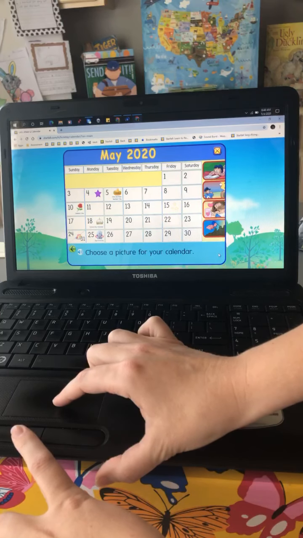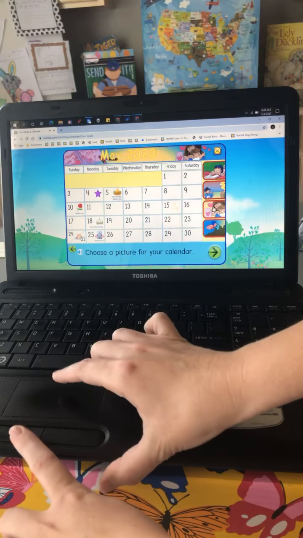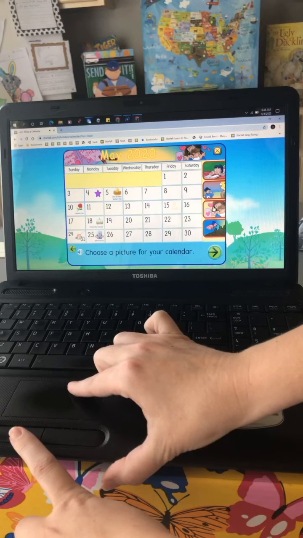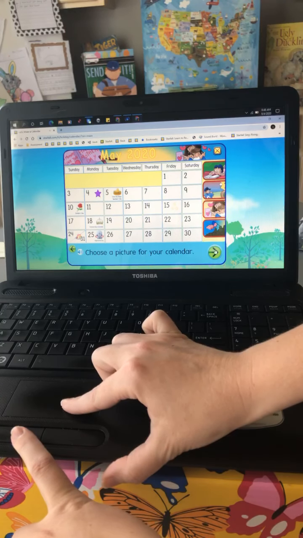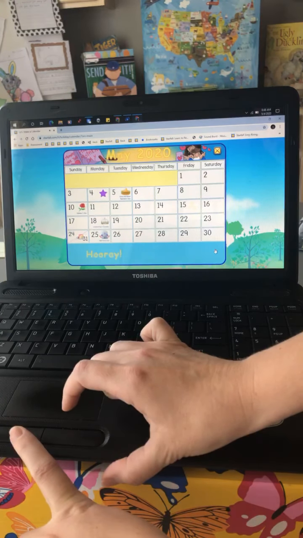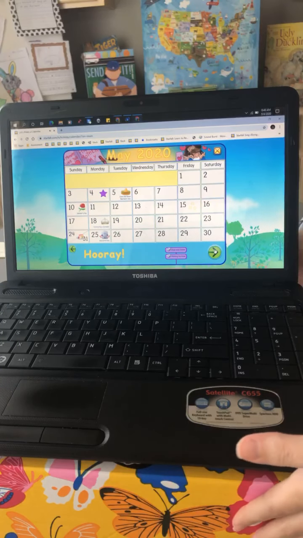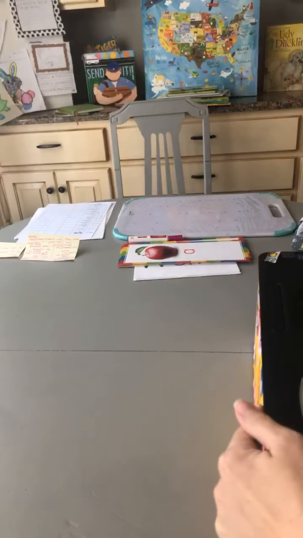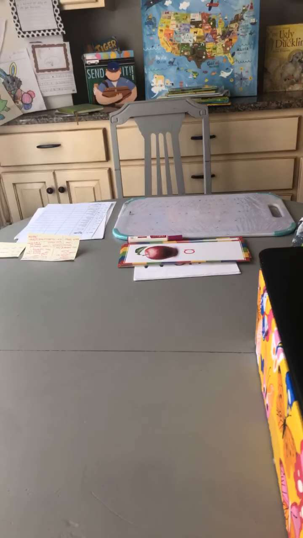Miss Armstrong picked the Mother's Day background. Isn't that sweet? She's a mother. She picked the Mother's Day background. Good choice, Miss Armstrong. Okay, let's work on our daily news.